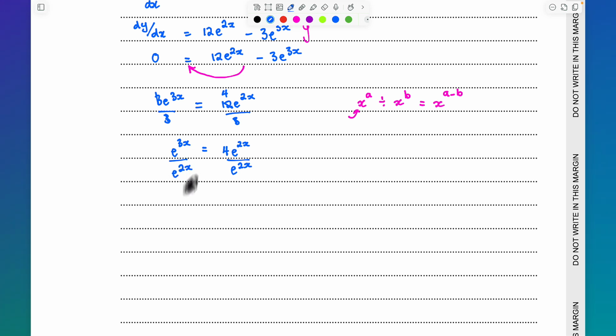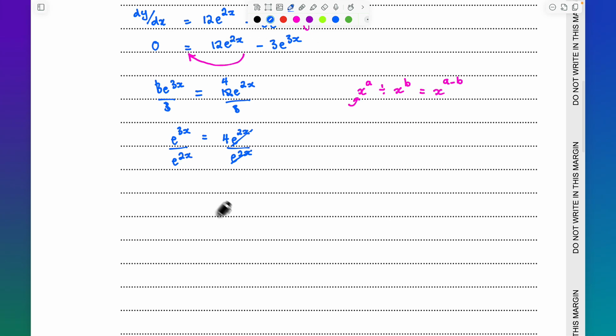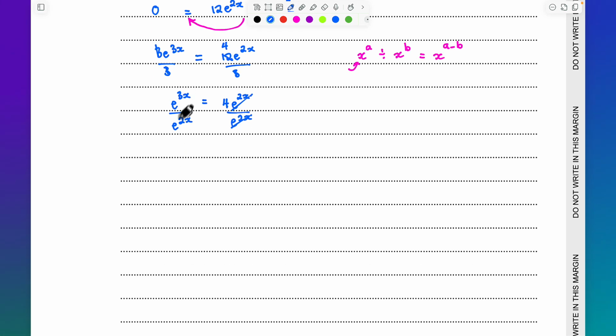All right, e to the power of 2x is going to cancel on this side. But on this other side, remember, it's division, right? So it's going to be e to the power of this first expression, 3x, minus e to the power of 2x, right?